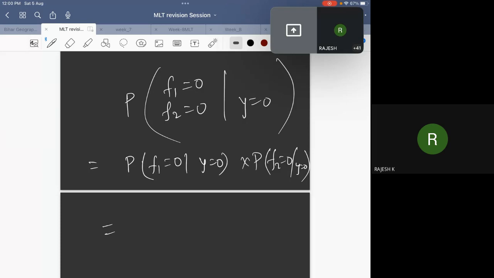Yes. Now what you will be writing: whenever f1 is 1, you write p 1, 1. And if feature 1 is 0, that means 1 minus this one, correct? Similarly for this case, because f2 is 0, it is 1 minus p 0, 2, correct?